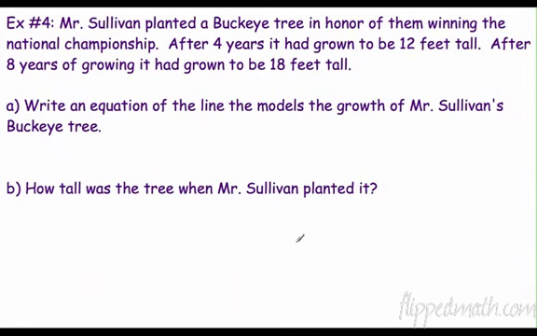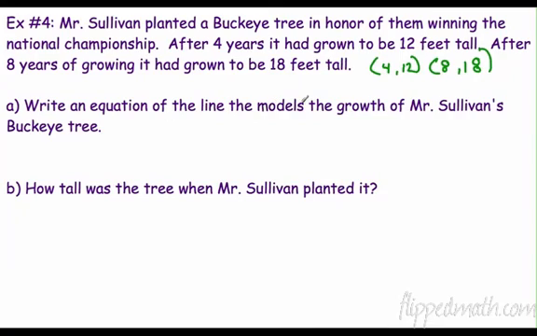Oh, application. Let's look at this application. Mr. Sullivan planted a Buckeye tree in honor of them winning the national championship. Go Buckeyes, Ohio State. After 4 years, it had grown to be 12 feet tall. After 8 years, it had grown to be 18 feet tall. Write an equation of a line. So let's get some information out of this. 4 years and 12 feet, those go together like a coordinate. 4, 12, there's a point. How about after 8 years, 18 feet? 8 years, 18 feet.